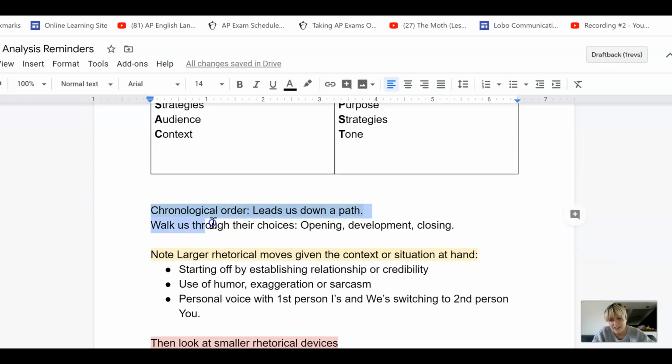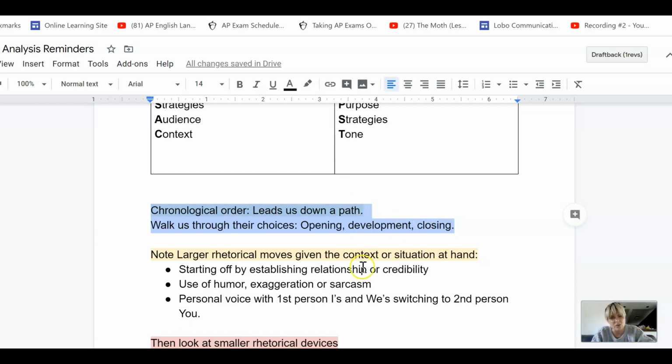When we do rhetorical analysis, I recommend taking a chronological order. So you're taking the speech and you're walking us down the path of their choices. So in the beginning, right, they have to appeal to the audience. They have to establish relationships or credibility. What do they do in the opening to bring that audience in, right? So you want to analyze how do they start and then how do they start to develop their point and set the audience up to receive their message. So you want to walk us through chronologically how they begin, and then how they take us all the way to the closing.